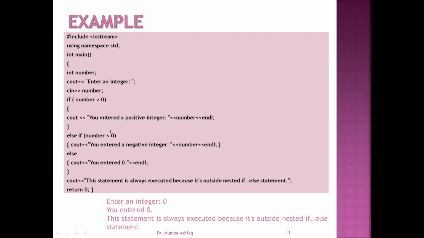And else, if this statement is false, we will come towards the else part of that, and we display that you entered 0. It means that the user didn't enter a positive integer, neither did he enter a negative integer, he actually entered 0. So when we come out of this block, we see that we have this statement, and this statement must be executed whether the condition within this if-else block is true or false. This has to be displayed on the screen, because this statement is always executed since it's outside the nested if-else statement.